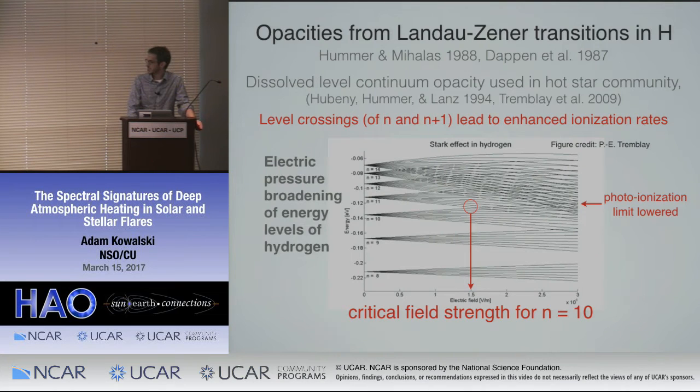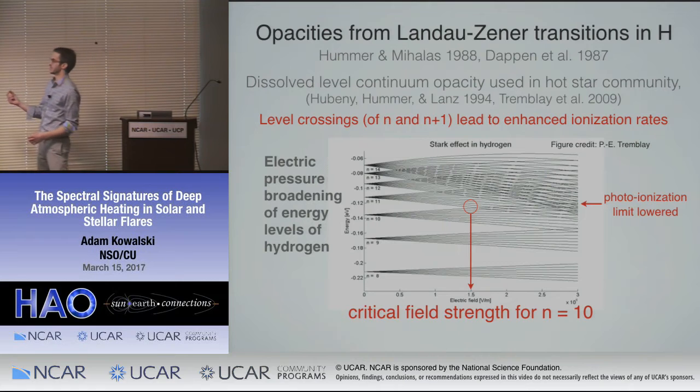So here it is illustrated for n equals 8, 9, 10, up to 14 as a function of electric field strength. So as the electric field gets larger, the splitting of the different Stark states gets larger also. So there is a critical electric field, which I have circled there, for n equals 10. And at the critical field, the highest Stark state of n equals 10 overlaps with the lowest Stark state of n equals 11.